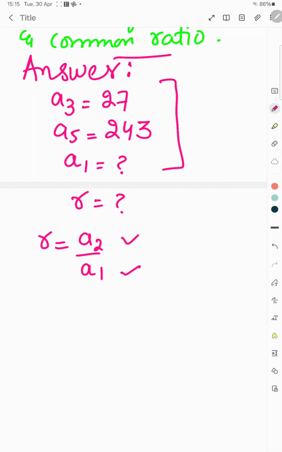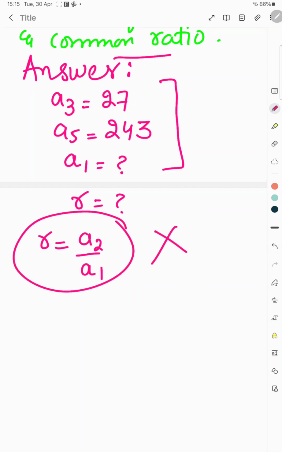Both values are not given to us. So it means that this formula will not be used here. Okay student, this formula we will not use here. So what we will do? So here r is missing, a1 is missing. So whenever anything is missing, what do we do? We will take the help of the nth term formula.